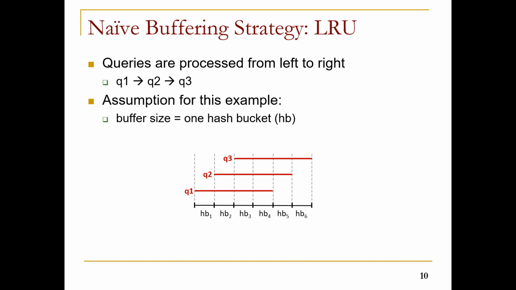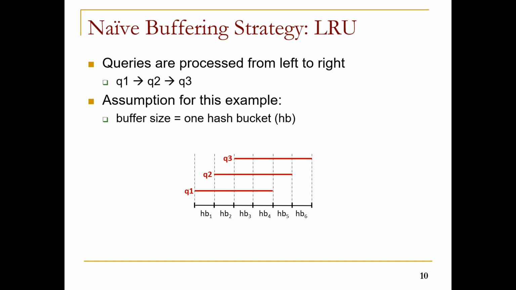In this naive buffering strategy, we first find the hash bucket locations for each of the point queries of Q, which are Q1 and Q2 and Q3 in this slide. To make the LRU eviction strategy more effective, in each projection we order the execution of point queries according to the hash bucket locations from left to right. And whenever the buffer gets full, we evict the index files from the buffer based on an LRU order.